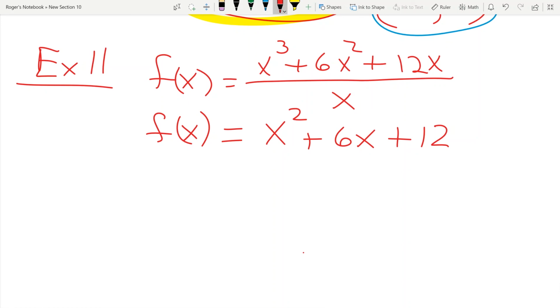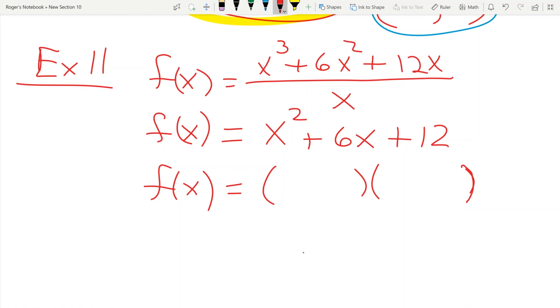Let's see, will it factor? Just out of curiosity, will f of x equal x squared plus 6x plus 12 factor nicely? If it does factor, we can easily find the zeros. If it didn't factor, can we still find the zeros? Yes, we can. What methods could we use? Quadratic formula. Yes, you can use the quadratic formula. You could also complete the square. Both of these methods would allow us to find the zeros of this function.